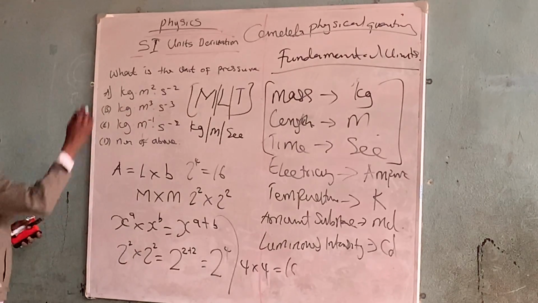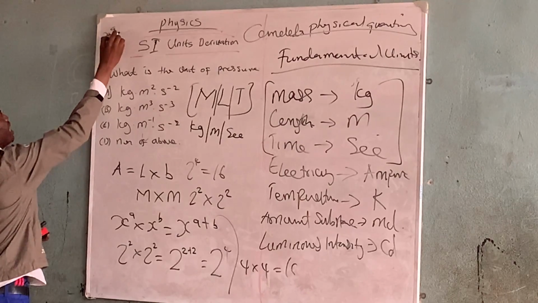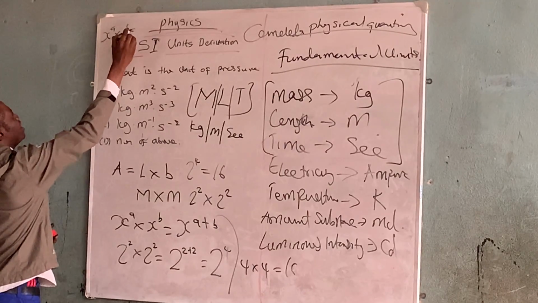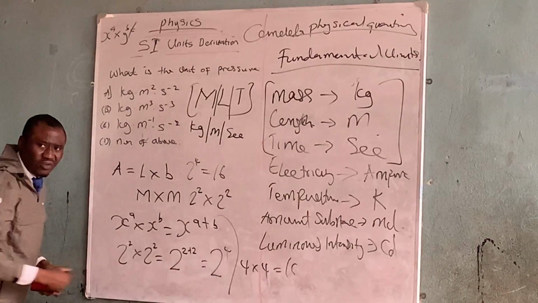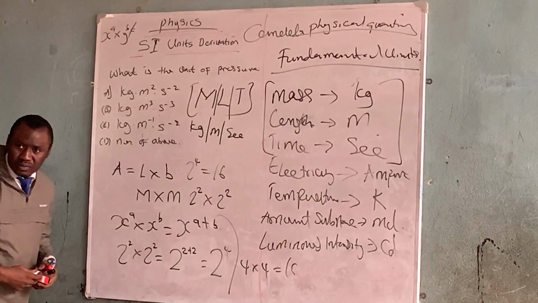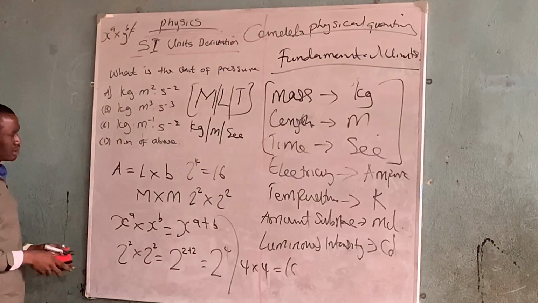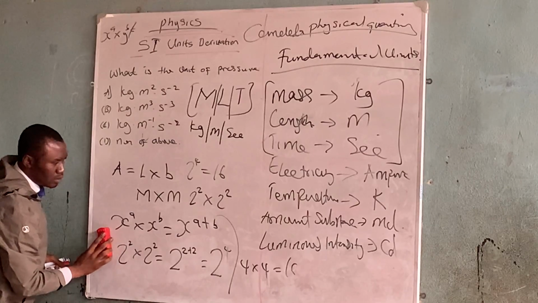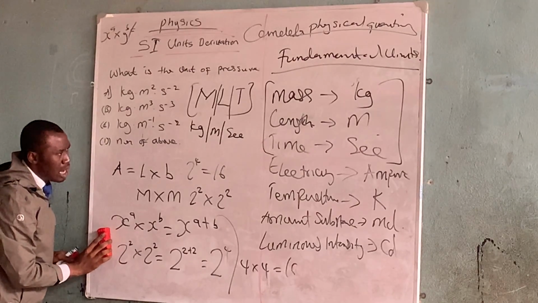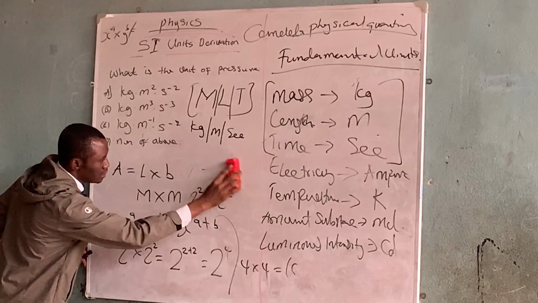But if you have x raised to the power of a times y raised to the power of b, it is not equal to this stuff. Are you following that? Okay? Now let's go back to physics. Should I clean up now? Yes. Let me clean up. Let's go back to physics.